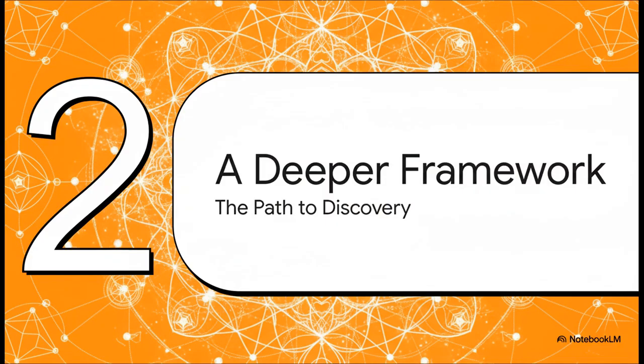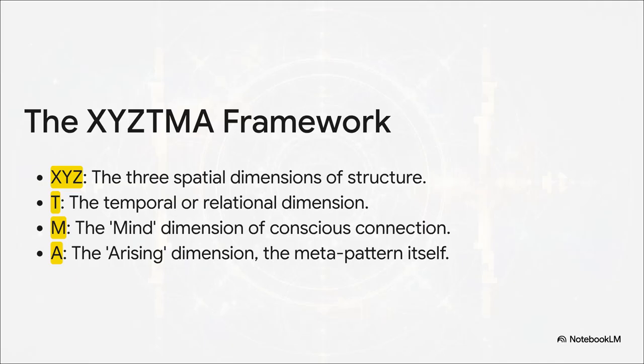Okay, so you're probably thinking, this is cool, but where did this idea even come from, right? It feels like it came out of nowhere, but it didn't. It actually emerged from a much deeper conceptual map, a whole framework for looking at reality. So let's just take a quick peek at the map that led to this whole discovery. So this is called the XYZTMA framework, and don't worry about memorizing it, that's not the point. Just think of it like this. You've got your standard X, Y, and Z, the three spatial dimensions. Then there's T for time or relationships. M is for mind, that conscious connection. And the final piece they were looking for was A, the pattern of arising itself.